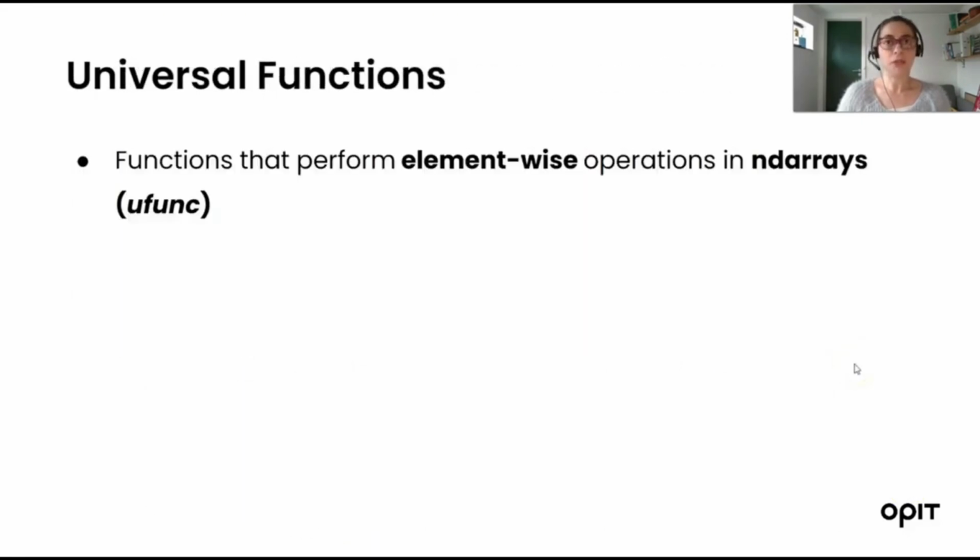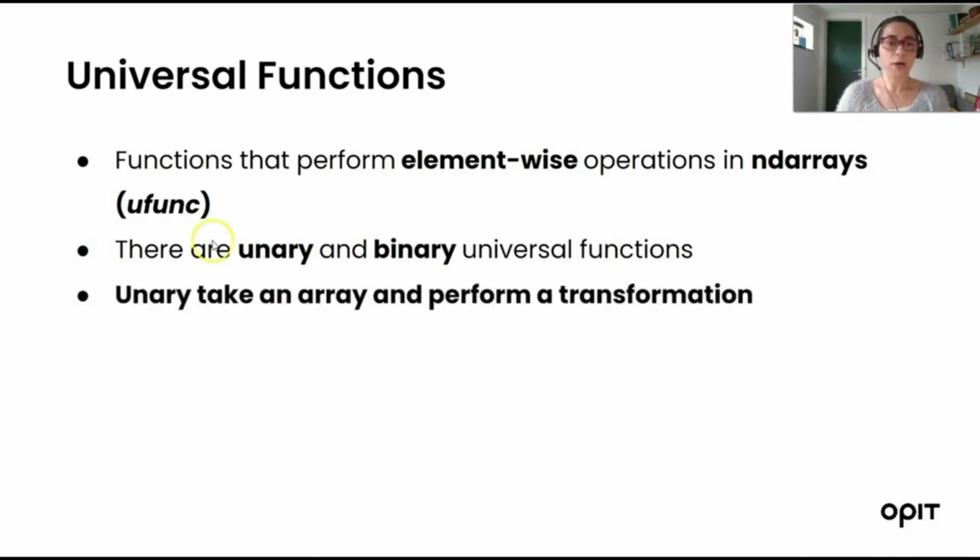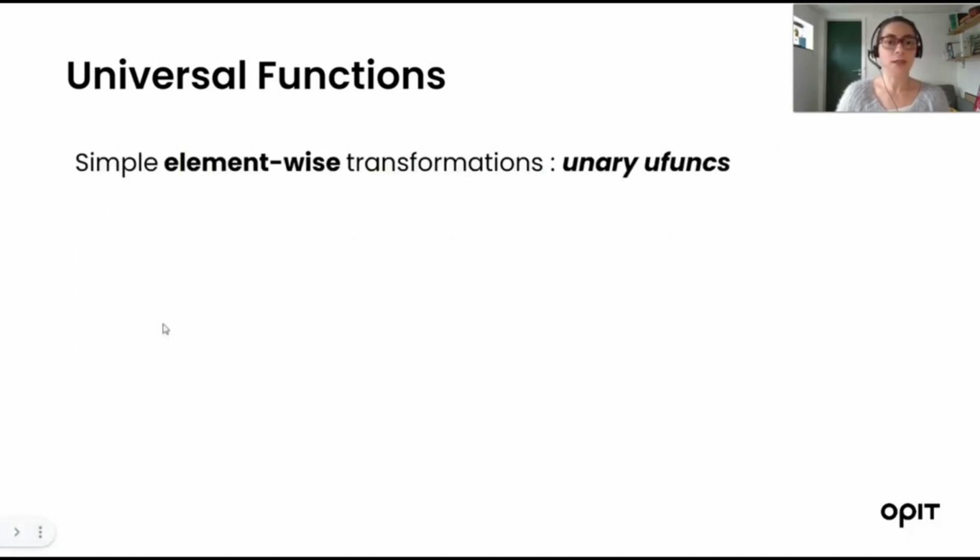NumPy also offers us many universal functions, which are functions to perform element-wise operations in the arrays. These functions are also called ufunc for short sometimes. You can find unary and binary universal functions. Unary are the ones that take an array as an argument and perform some type of transformation, whereas binary universal functions take 2 arrays as arguments and perform an operation with the values of these arrays. Let's see how to perform some simple element-wise transformations using some unary universal functions.